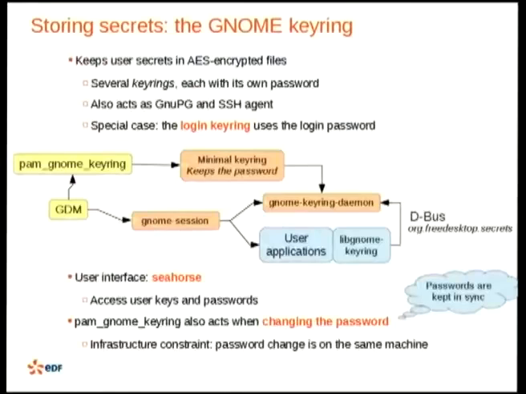So how this works: it is a PAM module, which is called by GDM at the time of login, which will start up a GNOME keyring process. It is actually something like a 20-line main function, which just keeps the password in memory. And when you log in, the GNOME session starts the daemon, and it just gets back the password, and it can unlock the login keyring.